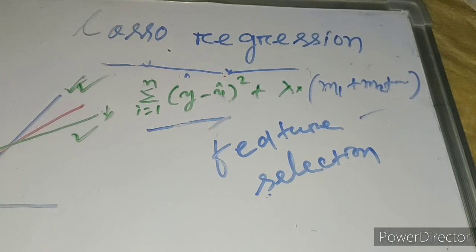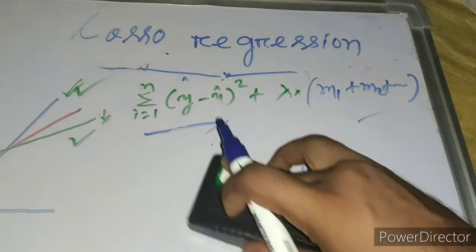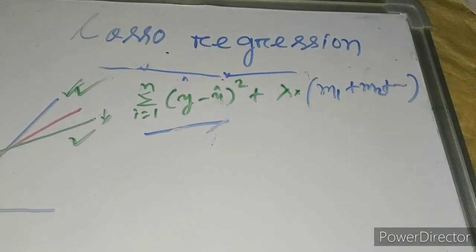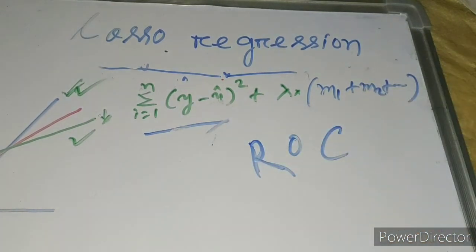One of my viewers has put a question in the comment section regarding the ROC curve, about how the ROC curve works. For that I'll be creating a separate video, and as that is a part of classification problems, I'll be explaining all the statistics and mathematics regarding the ROC curve. I hope you understood the concept properly about ridge regression and lasso regression.